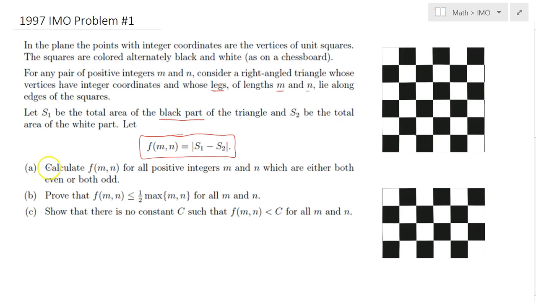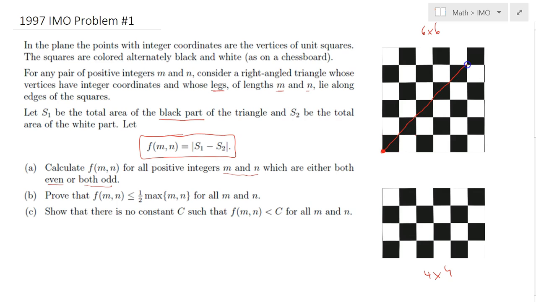Okay, the first part of the problem. We need to calculate the value of this function for all positive integers m and n, which are either both even or both odd. So the same parity for m and n. So what I did is, here I have two examples. I believe the first one, this one is a 6 by 6, and this one is a 4 by 4. So what I have in mind is to come up with a triangle here.